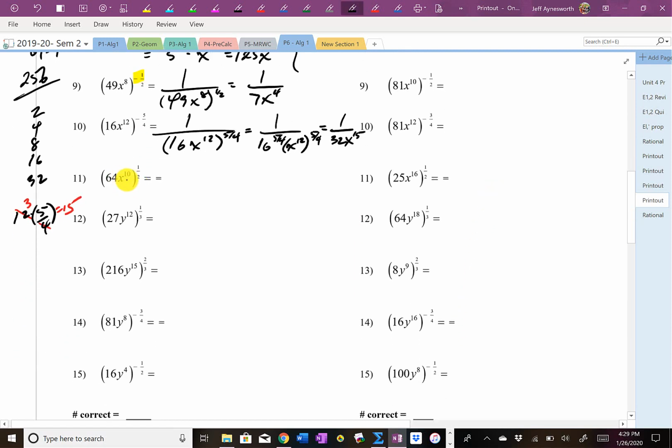So let's keep going. 64 to the 1/2 power is 8, because this is the square root. Square root of 64 is 8, and then power to the power you multiply, so you get times x to the 5th. So this right here represents the square root, and this is the cube root. Again, the 1/2 power is the square root.